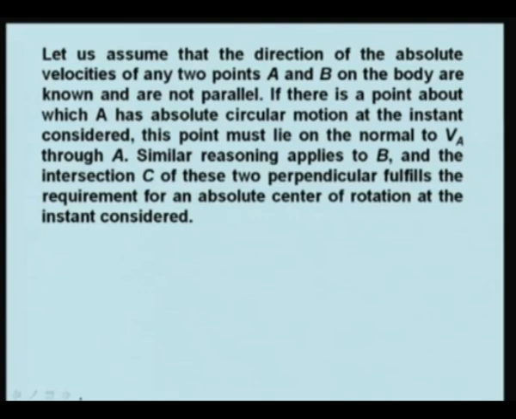Now, if the velocities of any two points A and B on the body are known and are not parallel, then this method is very handy. If there is a point about which A has absolute circular motion at the instant considered, this point must lie on the normal to the velocity through A. Similar reasoning applies to B, and the intersection C of these two perpendiculars fulfills the requirement for an absolute center of rotation at the instant considered.